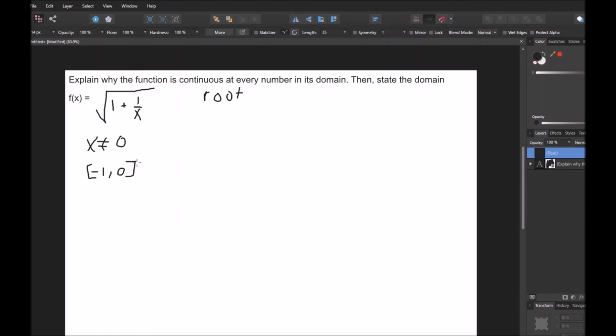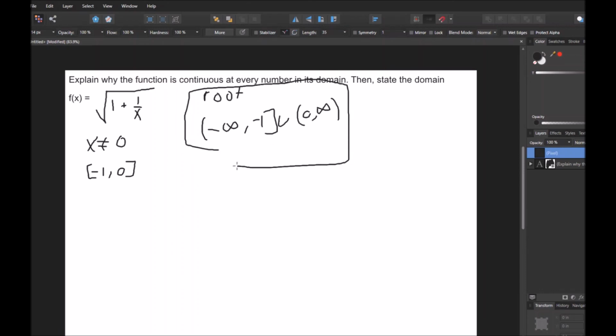And then after that, any number greater than 0 will be positive, so we can have all those, 0 to infinity. So when we're stating the domain, I can say negative infinity to negative 1, closed interval, union 0, open interval, to infinity. And that encapsulates these ideas in interval notation. So that's how I would do that one.